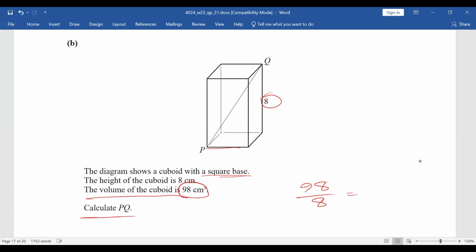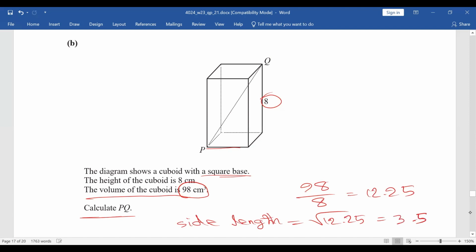98 is the volume and 8 is the length or the height of the cuboid. So if we divide 98 by 8, it will be 12.25. 12.25 is the base area. Okay. So the side length of the square will be root over 12.25, which equals 3.5. So the length will be 3.5, the width 3.5, and the height is 8.